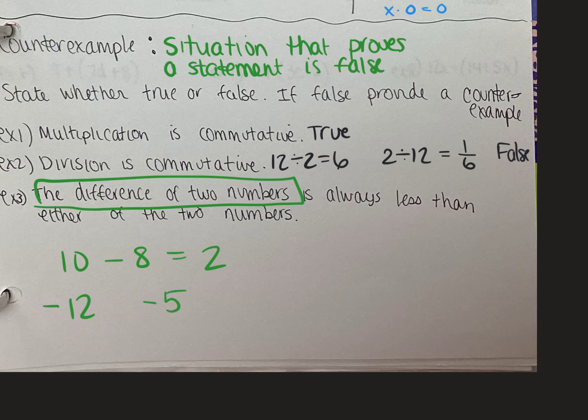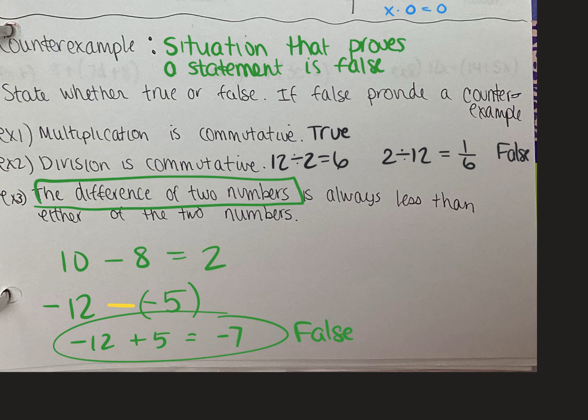And now I've got to find the difference between those. So now he's touching me, she's touching me. I have to fix the problem. So I get negative 12 plus 5, which is negative 7. Is negative 7 smaller than 5? Yes. Is negative 7 smaller than negative 12? No. So it's false, and here's my counterexample.